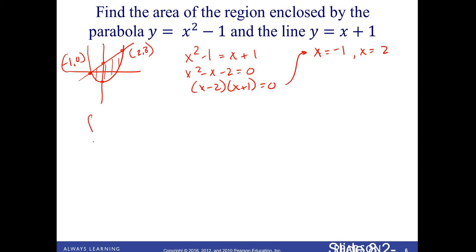So I'm going to integrate from negative 1 to 2, and I'm going to integrate the function of the top, x plus 1, minus the bottom, x squared minus 1. So let's rewrite that, negative 1 to 2. I'm going to put it in standard form with the highest power first and watch my negative signs. So negative x squared plus x, and that's a 1 plus 1, so plus 2 dx.